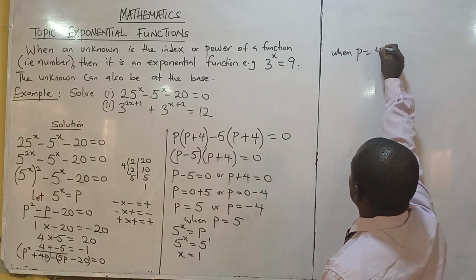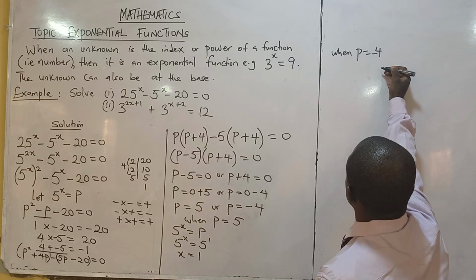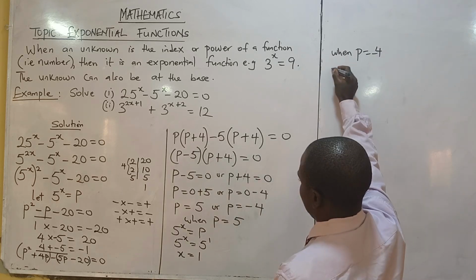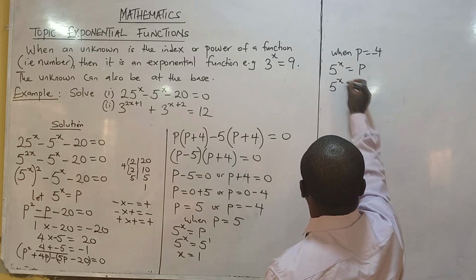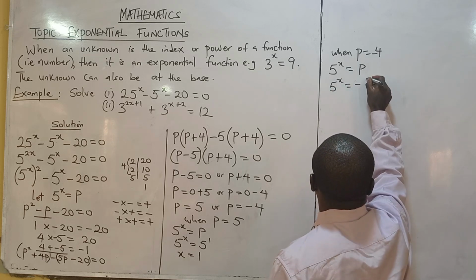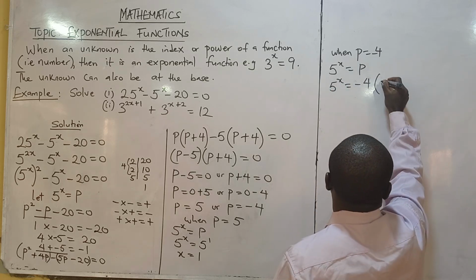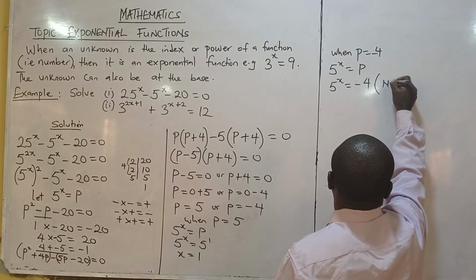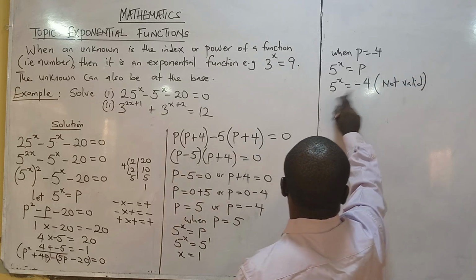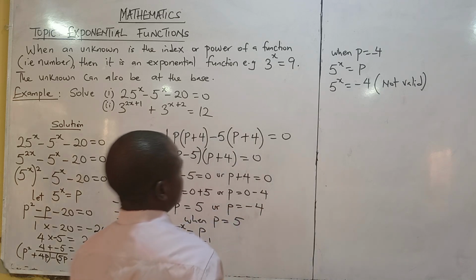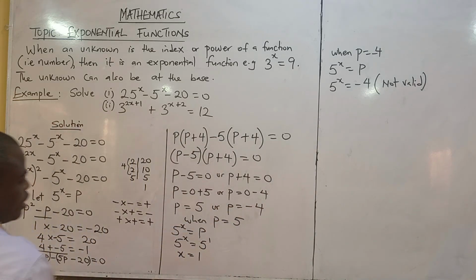And let's do when p equals -4. Now 5 raised to power x equals p, so 5 raised to power x equals -4. Not valid, because you can see that they are not the same. So we are now picking this x equals 1.